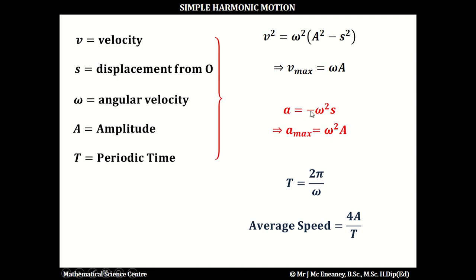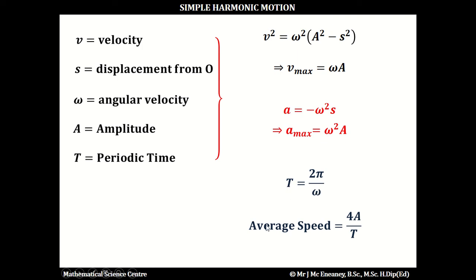Now the acceleration equals minus a constant times the displacement. This is the definition for simple harmonic motion. Now the maximum acceleration occurs when the displacement S is A. So when this is A, then the maximum acceleration is plus omega squared times A. T is the periodic time, and this is 2 pi over omega.